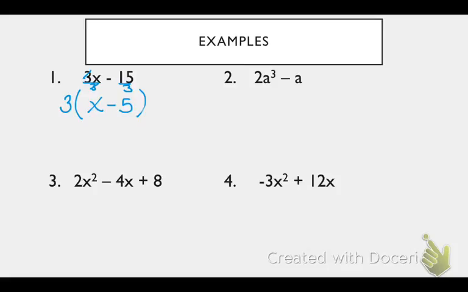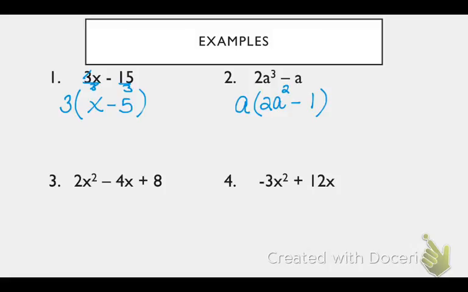In the second one, 2a cubed minus a, the greatest common factor would be a. So then you divide each term by a, which would result in 2a to the second power, because you keep your base and subtract your exponents, minus 1, because a divided by a would be 1. So your final answer would be a times the quantity of 2a squared minus 1.